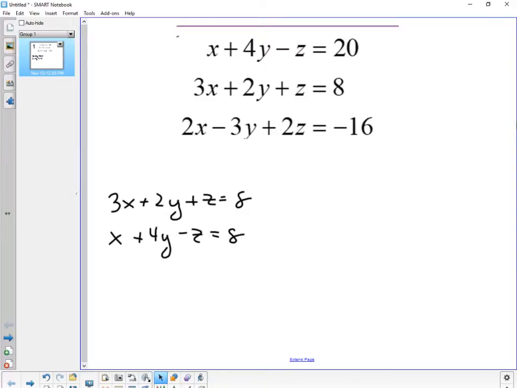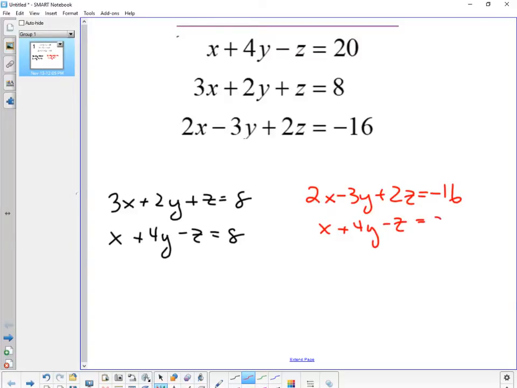Okay? And then I'm going to take the third one, 2x minus 3y plus 2z, and I'm going to pair it with the first one again. You guys cool with that? No? What equals 8 on the first one? What's it supposed to say? Oh, equals 20. Oh, okay. No, we're not cool with that. Thank you. That would have been horrible. So someone verify that I wrote these correctly? We're good? Yes. Yeah. All right, cool.